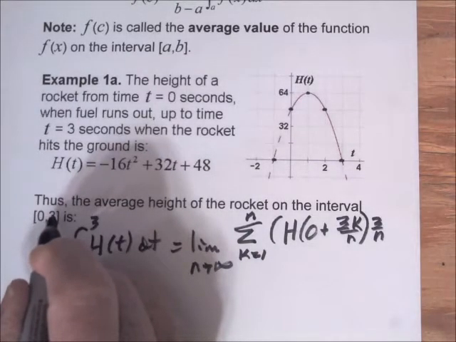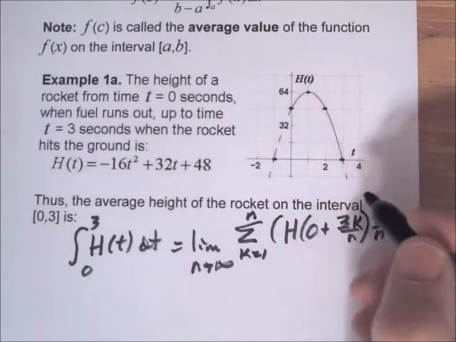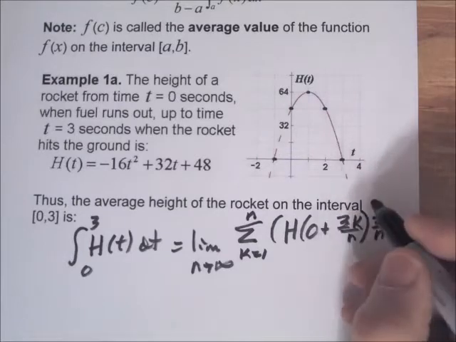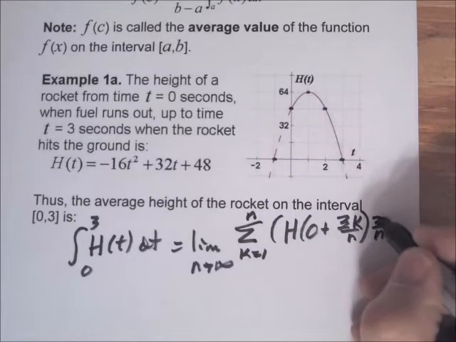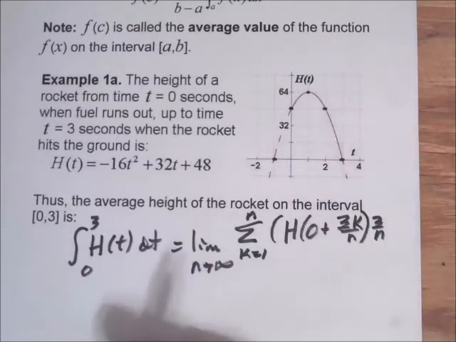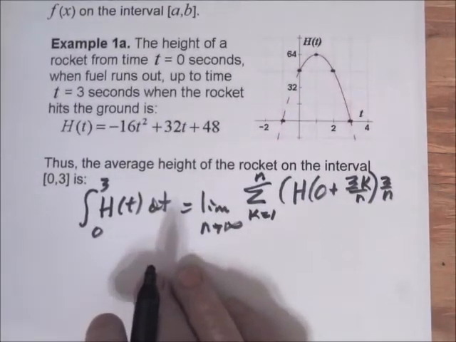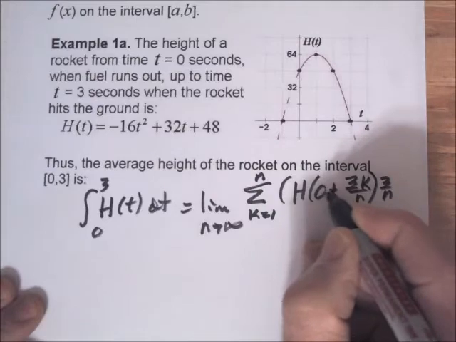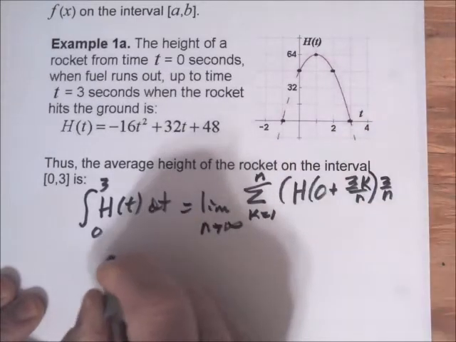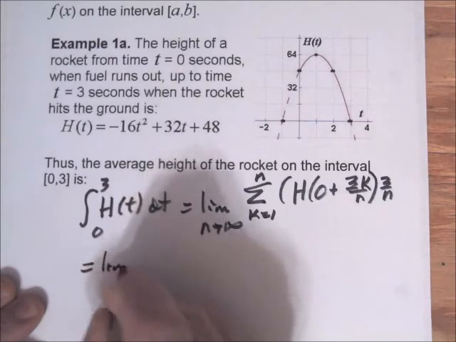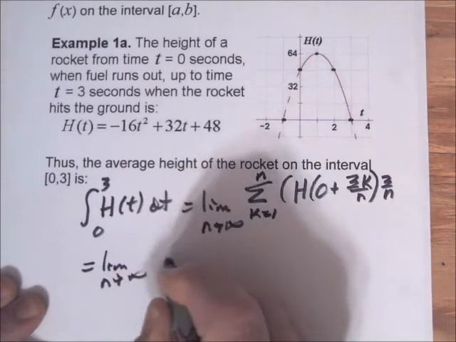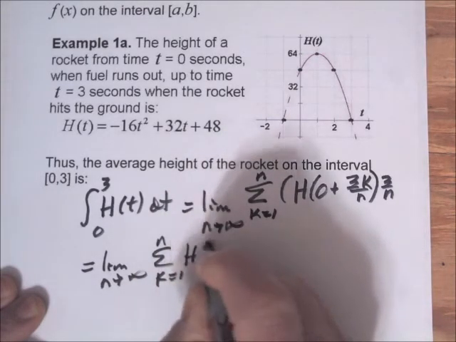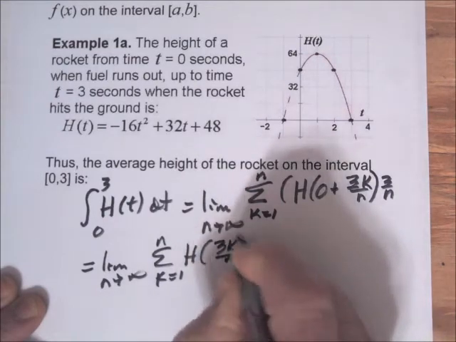The interval length is 3, so that's the entire interval. When we divide it into n intervals of equal length, each interval width is going to be 3 over n. We're starting from 0, so our left endpoint is 0, and 0 plus anything is itself. So this is the limit as n goes to infinity of the summation from k equals 1 to n of h of 3k over n times 3 over n.